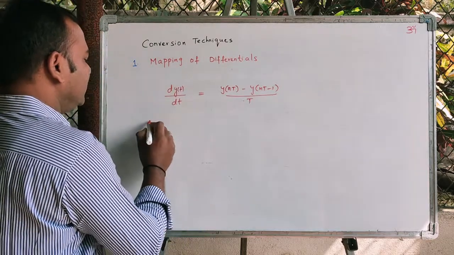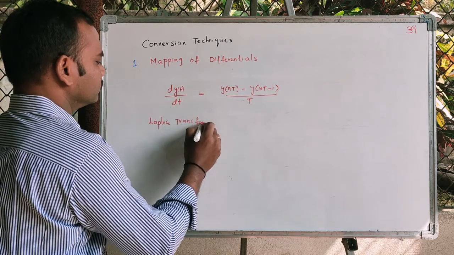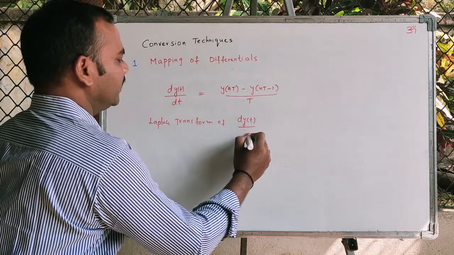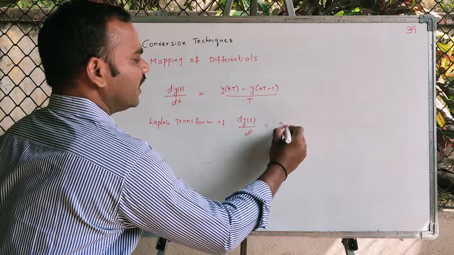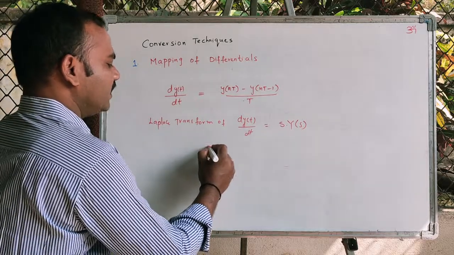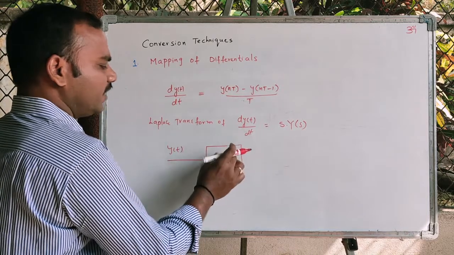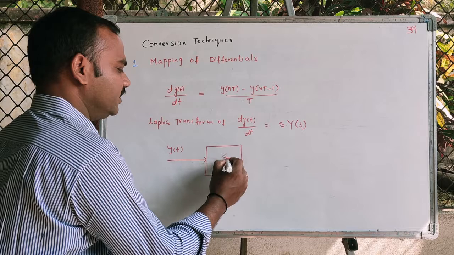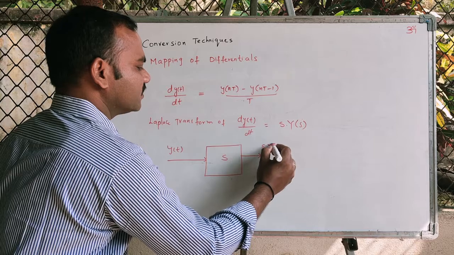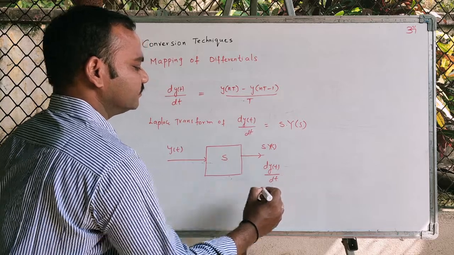Now the Laplace transform of d y(t) by dt is equal to s into Y(s). So if we have a system with input y(t) and the system has the transfer function s, then the output will be s into Y(s). That is nothing but, in the time domain, you are getting the differentiation.